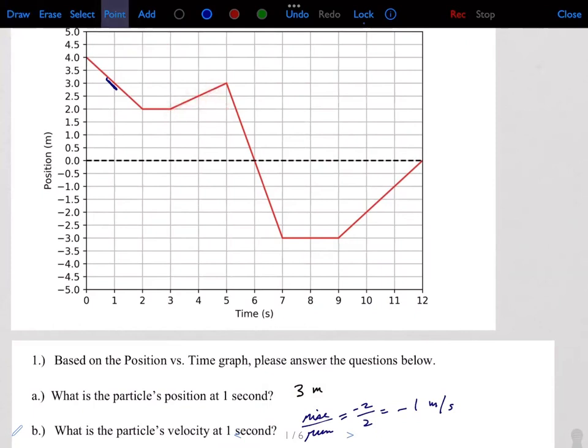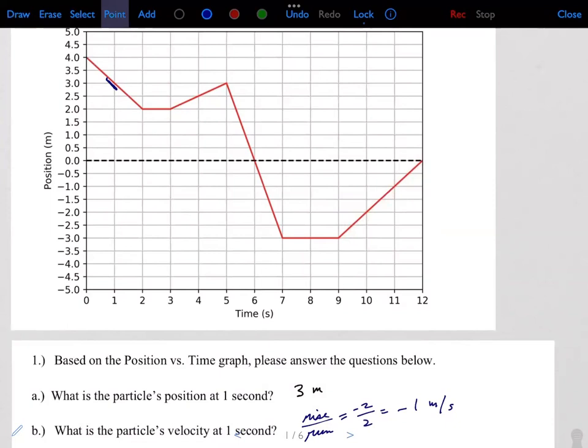The slope is positive, and then from 9 to 12. Which one has the greater slope? Well, here it looks like the rise is 1, and the run is 2, so it's like a half. And here the rise is, let's see, it's going from -3 to 0, so 3, and the run is 3, so that's 3 over 3, which is 1. So it looks like from 9 to 12 seconds, right?